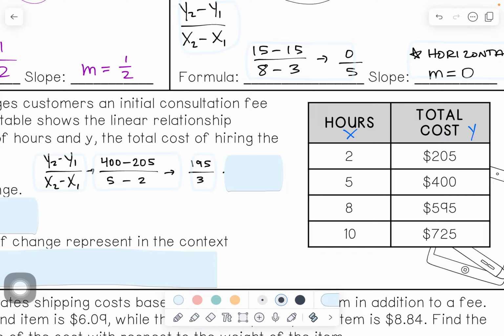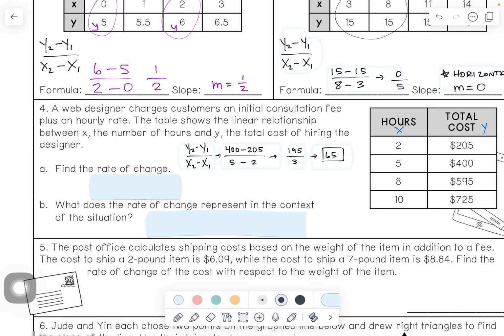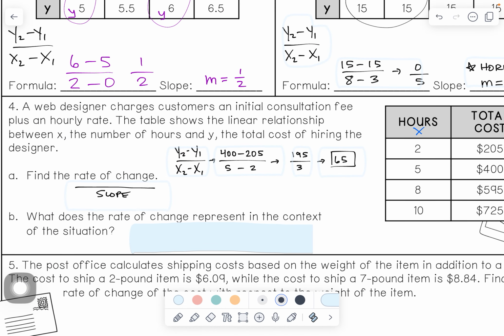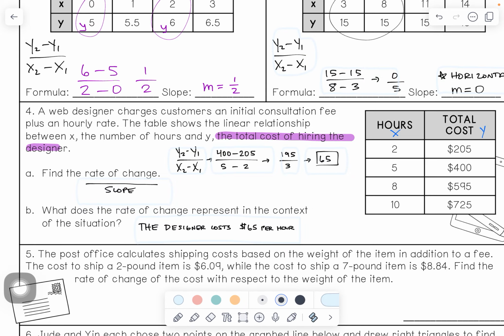Try to simplify that, especially when it's a word problem. We're talking about a value of something here. So if I do, I get 65. All right, so the rate of change, aka the slope, is 65. What does this rate of change represent in the context of the situation? So we're trying to figure out, if you go back up to the problem itself, what is the total cost of hiring the designer? Okay, well, if we did our work correctly, we got 65. The designer costs $65 per hour.